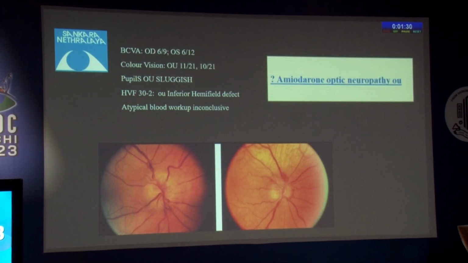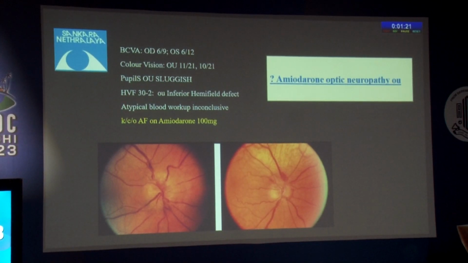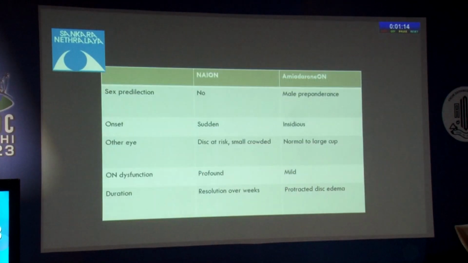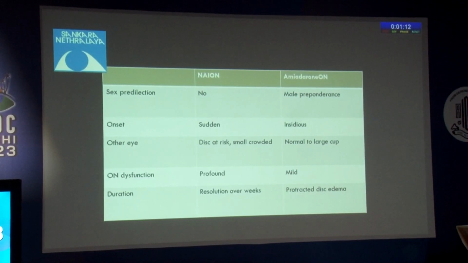We did a complete atypical workup, and then when we went through the reports, this was the added drug for him in the last 6 months. So he says that probably he had some drop in the right, which he was not very symptomatic. You have to remember about this drug when you see patients on cardiac problems.